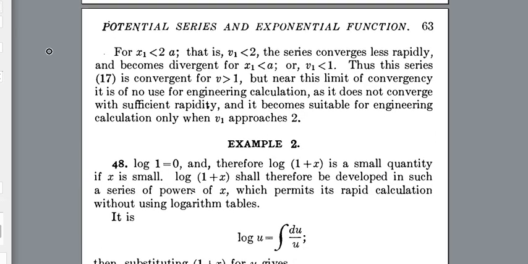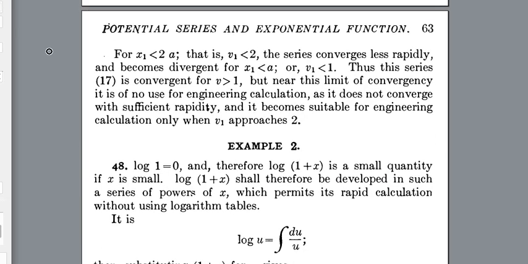For x₁ less than 2a, that is v₁ less than 2, the series converges less rapidly and becomes divergent for x₁ less than a, or v₁ less than 1. Thus, this series 17 is convergent for v greater than 1, but near this limit of convergency it is of no use for engineering calculation as it does not converge with sufficient rapidity. It becomes suitable for engineering calculation only when v₁ approaches 2.